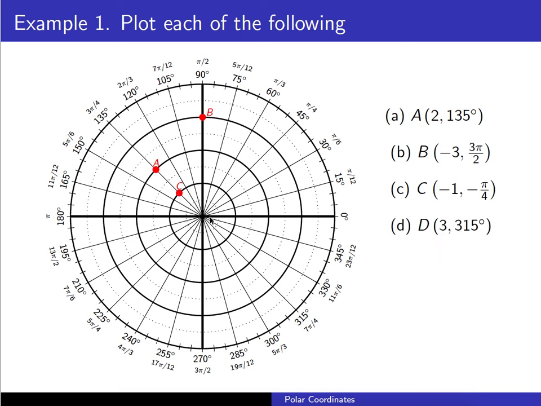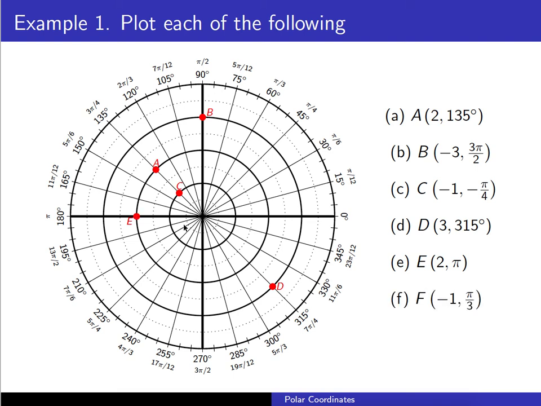Point D is at 3 and 315 degrees. So we count out 1, 2, 3. And now we're going to rotate 315 degrees. So 90, 180, 270, and then another 45 degrees to make 315. So right here, we should have point D. Point E is at 2 and pi, or 2 and 180 degrees. So we'll count out 1, 2 to the right, and then rotate pi radians, or 180 degrees. That's going to place us right here for point E.